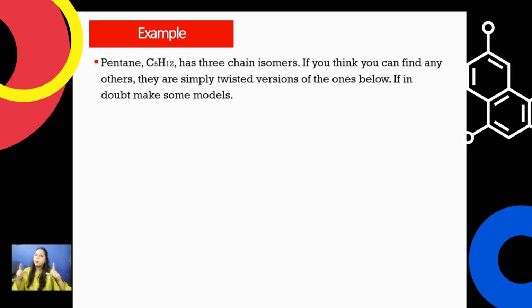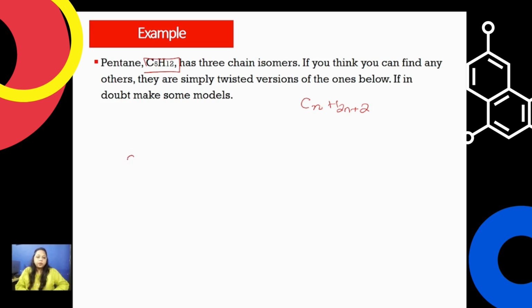to the example of structural isomerism. So when we talk about structural isomers, let's go through the example of pentane, C₅H₁₂. You know the general formula for alkanes is CnH2n+2. Let's make the structure. There are 5 carbons.